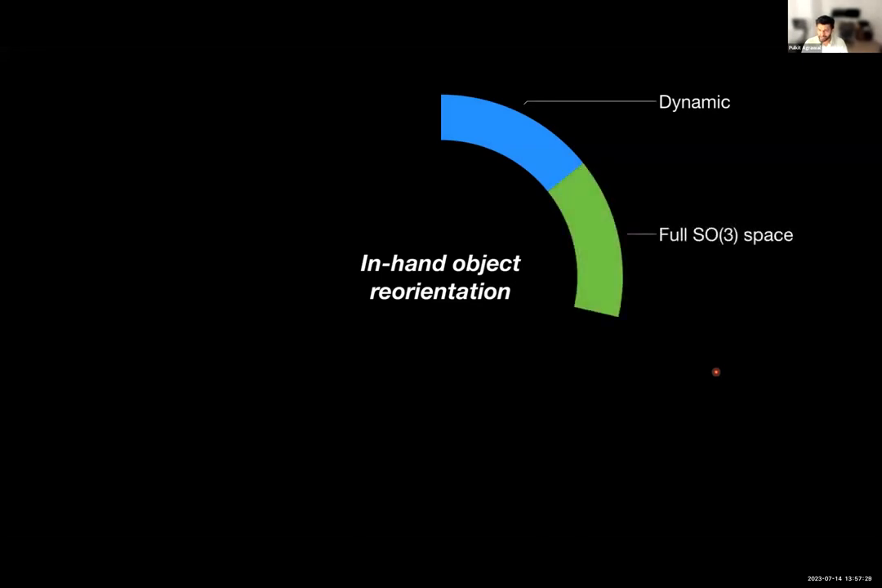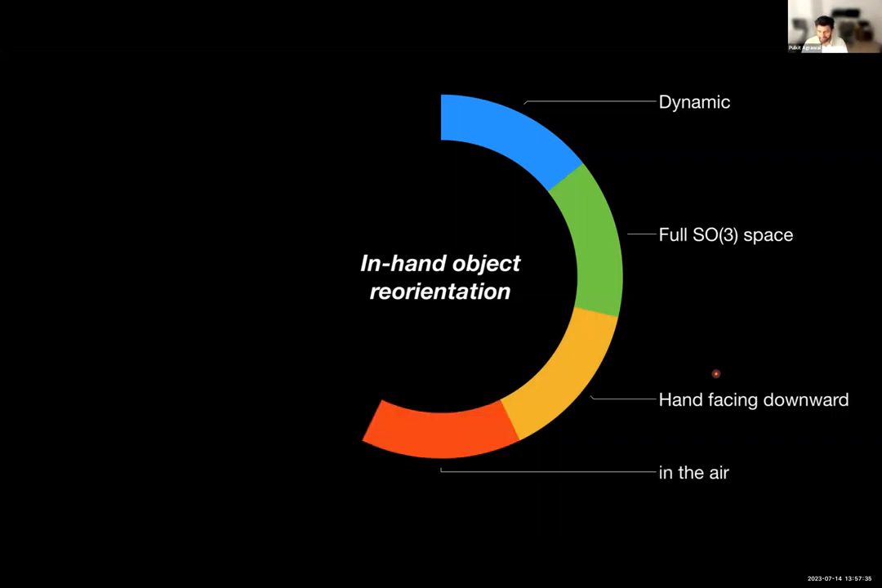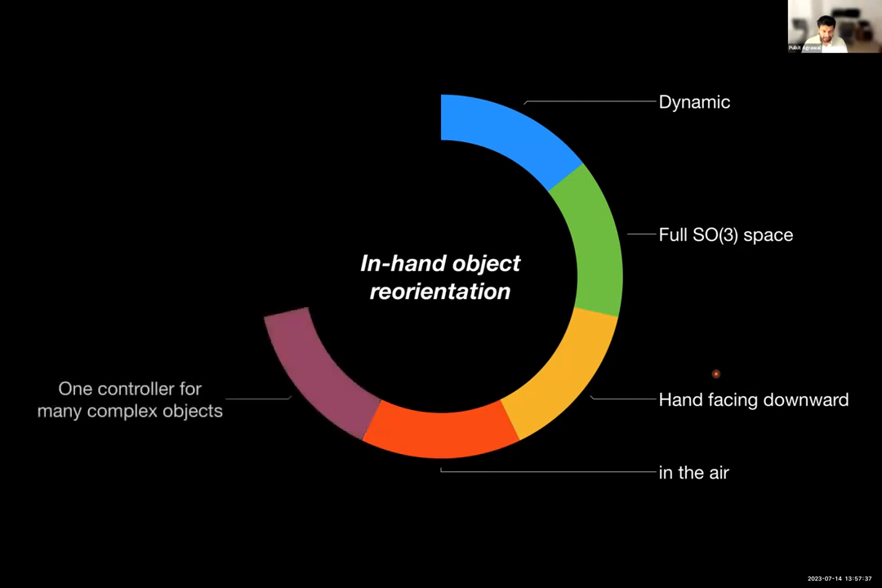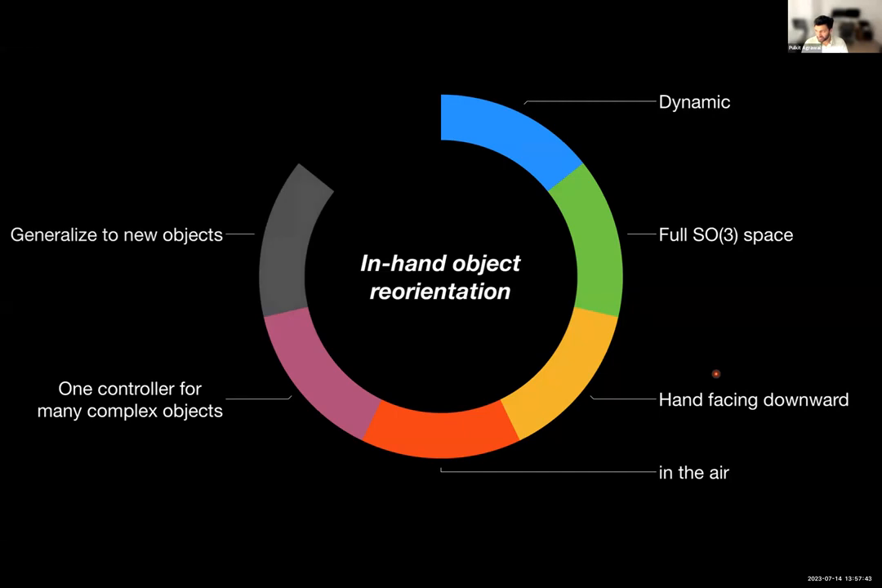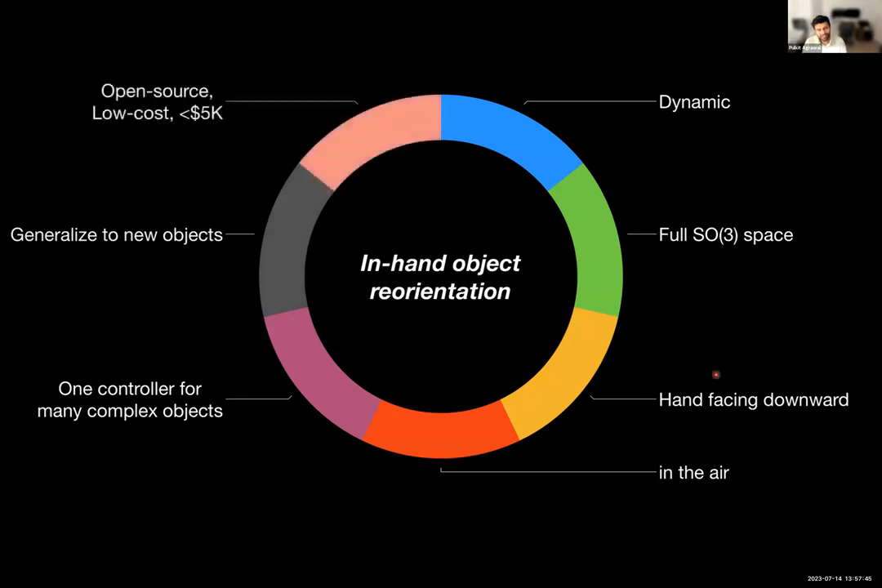So in summary, what we were able to achieve was dynamic reorientation, which works in the full SO3 space, irrespective of hand facing up or down. It can balance objects suspended in air. And all the results are really with one controller for many objects. It does generalize. And the whole setup is open source, low cost, costs less than $5,000. So if you want to replicate it and test out our policies or use the setup for other dexterous manipulation tasks, I do think it's a good platform to consider.